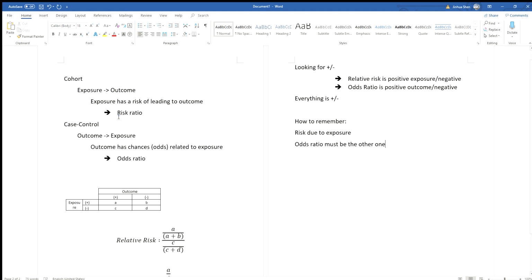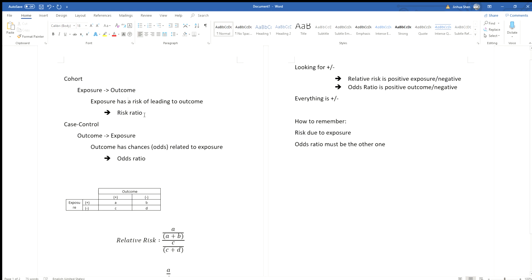If you boil it down to the very, very basics, a cohort is looking at exposure and then tying it to the outcome. We can also rephrase that as: what are the risks of this exposure causing the outcome? And because we're studying medicine, we're looking at an exposure and then looking for the disease. So what are the risks of the exposure causing a disease? You hear me say this word risk all the time, and that's why it's called the risk ratio. What are the risks of an exposure? That's why the cohort is related to a risk ratio.